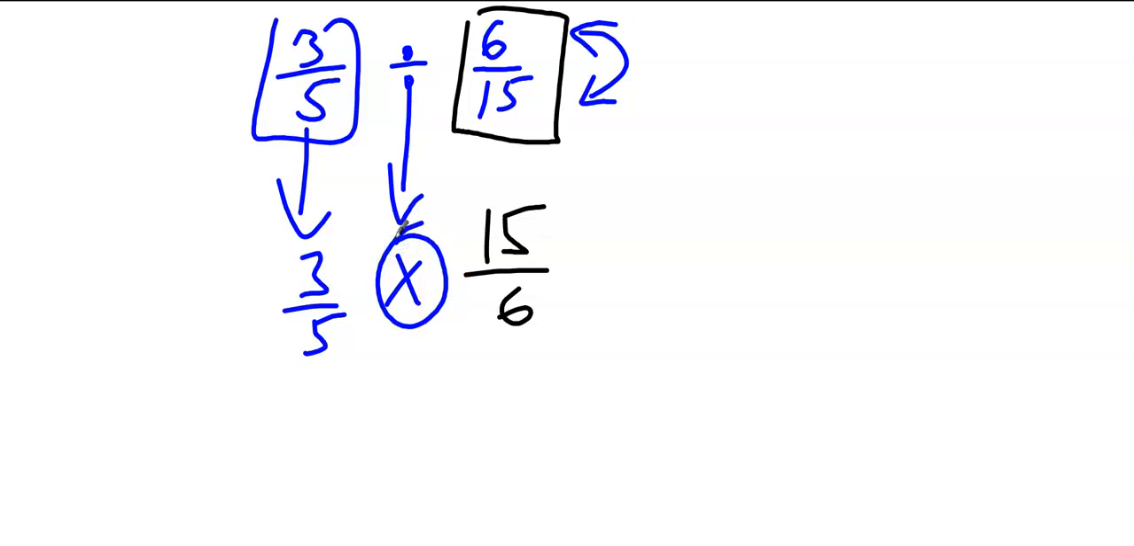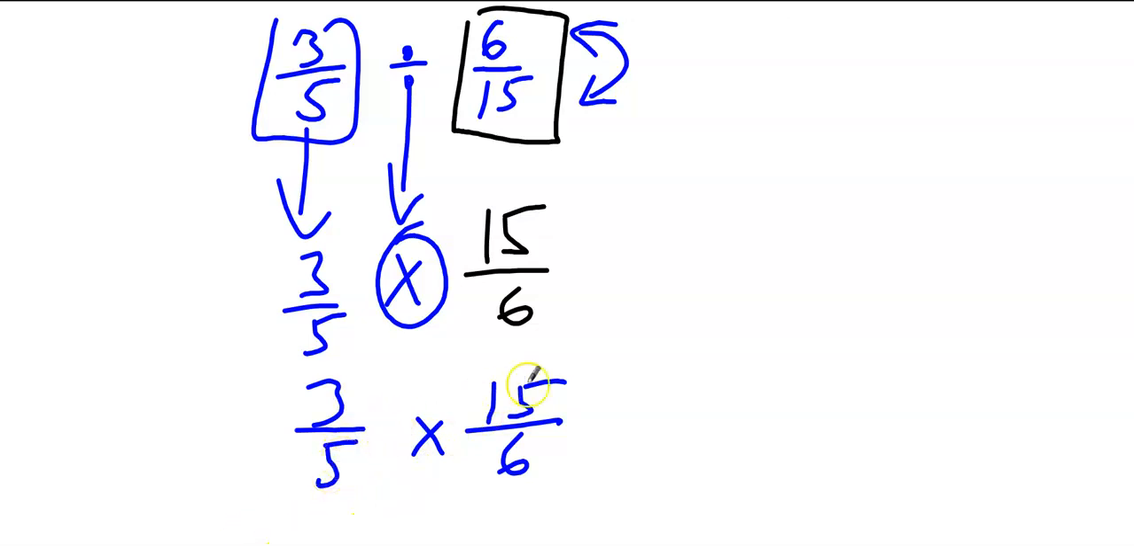So what we have to do here is now turn this whole thing into a multiplication problem. Once this changes to a multiplication problem, 3 over 5 multiplied by 15 over 6. Right here you are allowed to start doing the cross-reducing to make this a lot simpler for yourself.